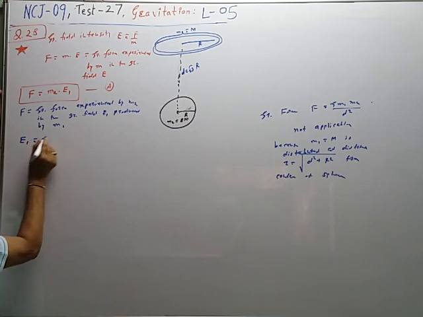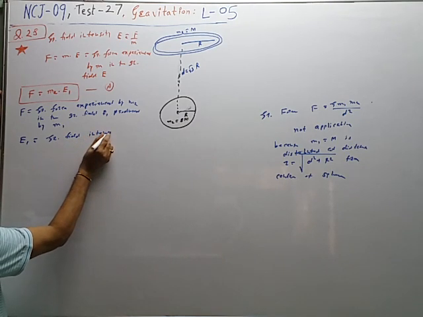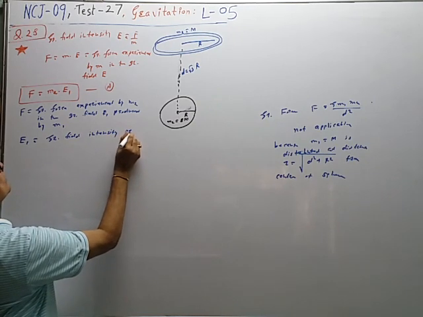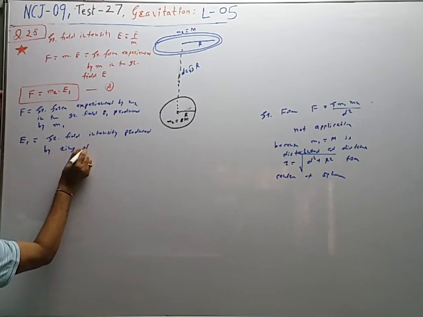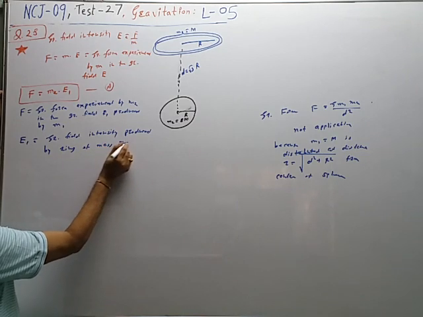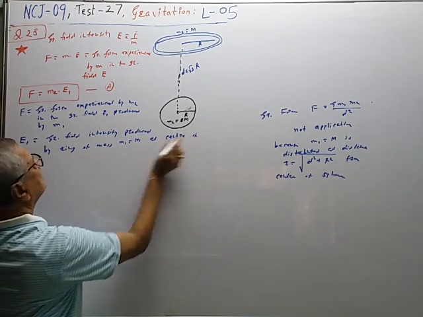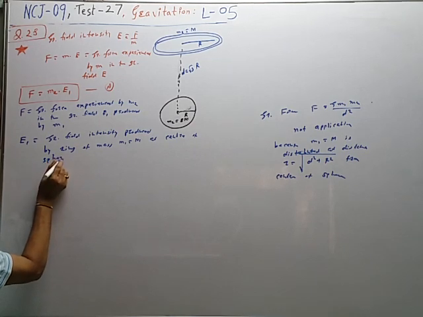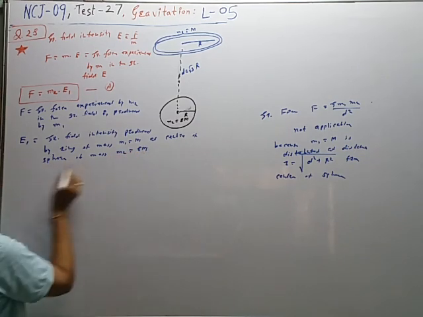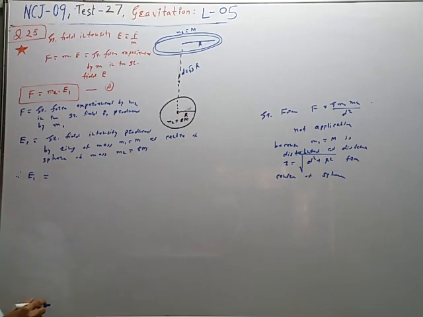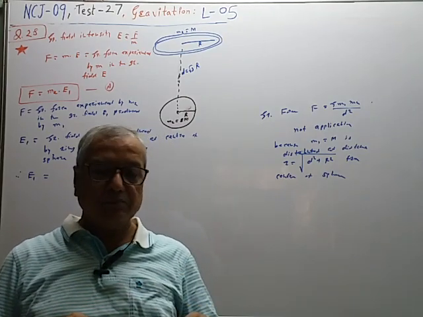E1 is equal to gravitational field intensity produced by a ring of mass M1 is equal to capital M at center of sphere of mass M2 is equal to 8 times capital M. Therefore, E1 is equal to, this formula also directly. Similar proof we will see in the chapter Magnetic Effects of Electric Current.